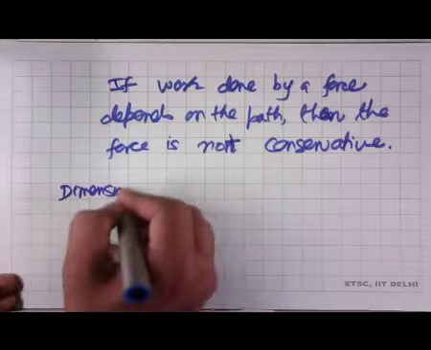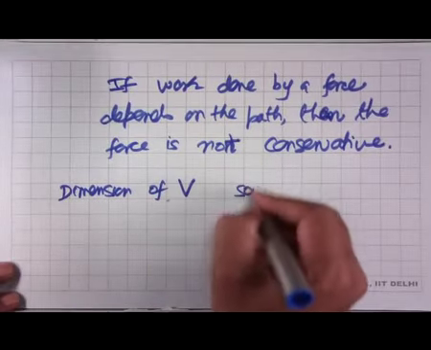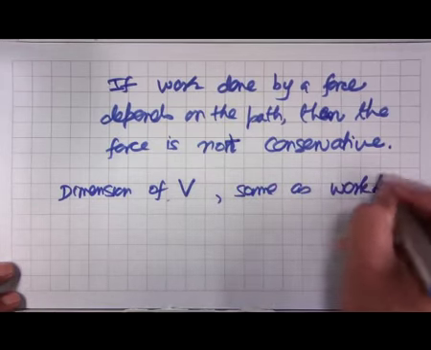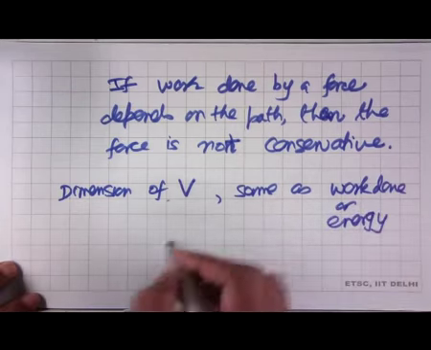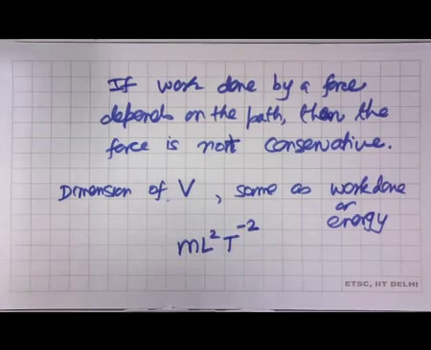Secondly, if we look at the dimension of potential energy, dimension of V, this is the same as that of work done or energy, which is m times L^2 t to the power of minus 2.